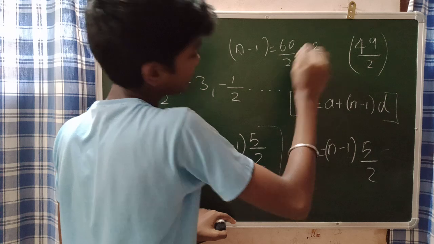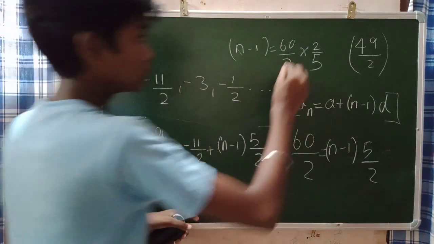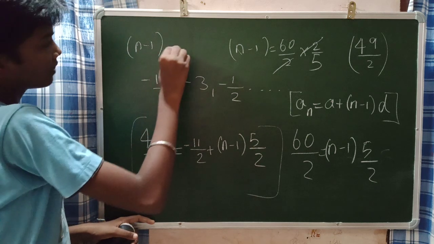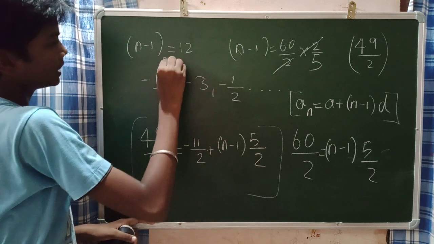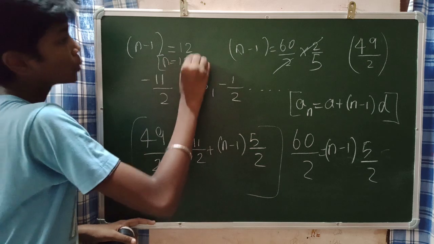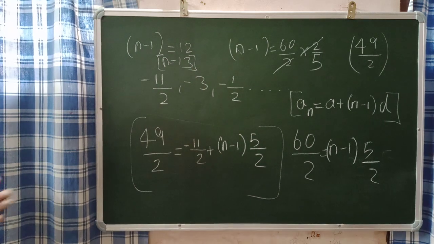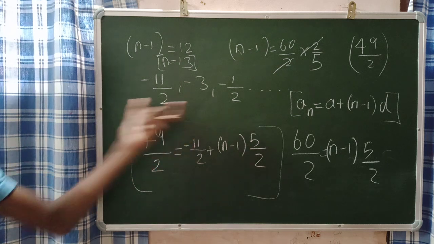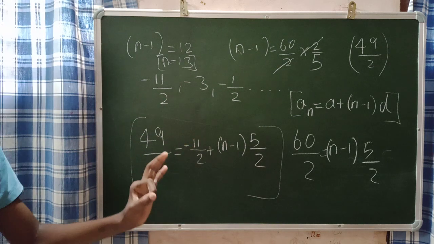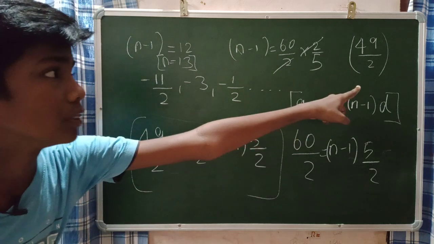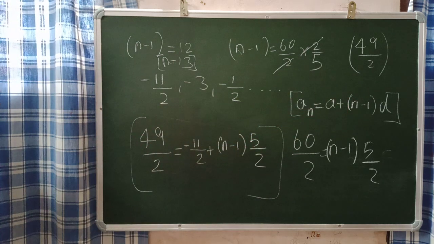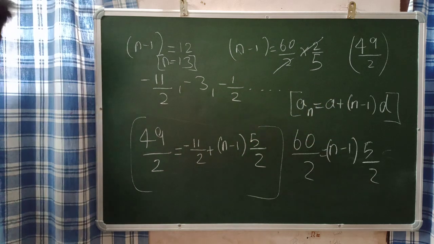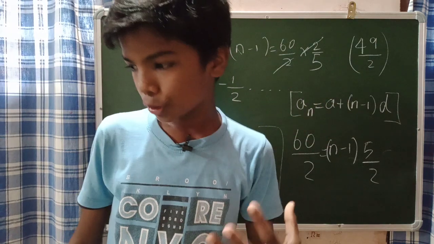Reciprocating. You know now? These things are all basic. This will get cancelled. So you will get your n minus 1 as 12, because 60 by 5 is 12. So your n is equal to 13. So your 13th term is only 49 by 2. So the answer for this question is the 13th term. For this particular sequence, which term is 49 by 2? Your 13th term is only 49 by 2. I just found it using your general term formula. So that's all, guys. Let us move on to the next question.